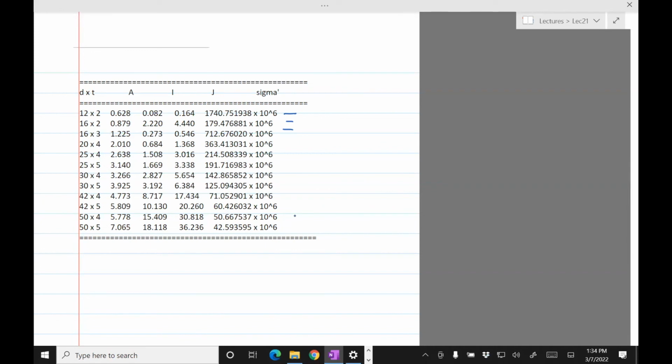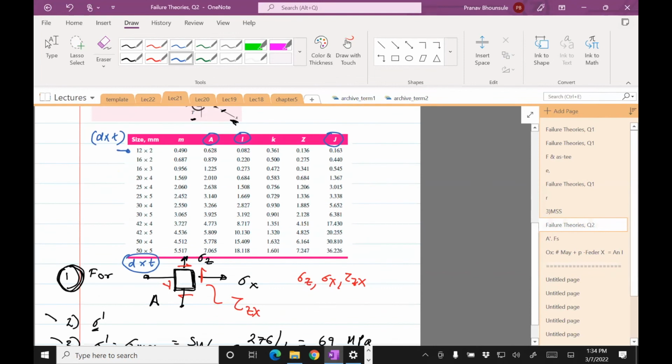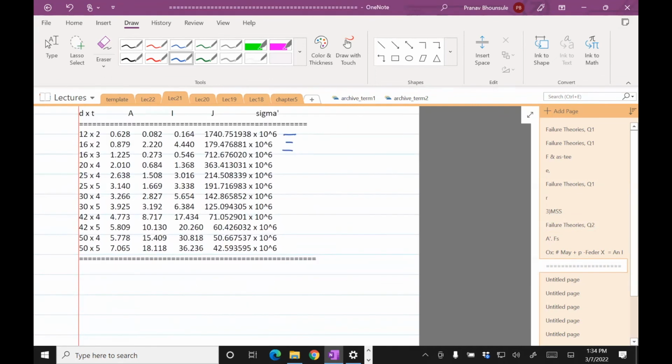Now that I've got sigma prime, what I need to do is look at the failure criterion. The failure criterion is that sigma prime should be less than or equal to sigma max. It cannot exceed sigma max. And sigma max is Sy divided by the factor of safety, which is 69 MPa. So as long as the von Mises stress is less than 69 megapascals, that stock size is good, it's safe. So we need to go through this. 10 raised to 6 is MPa, so these values here are in MPa if you get rid of 10 raised to 6.